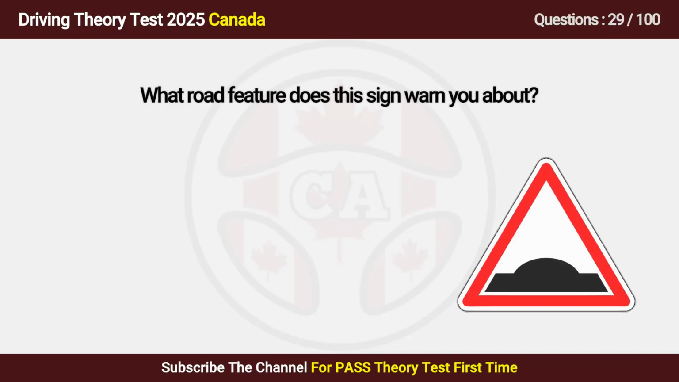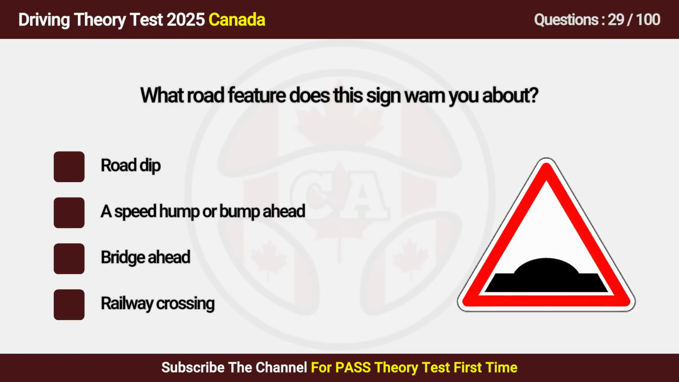Question 29. What road feature does this sign warn you about? A. Road dip. B. A speed hump or bump ahead. C. Bridge ahead. D. Railway crossing. Answer is B. A speed hump or bump ahead.